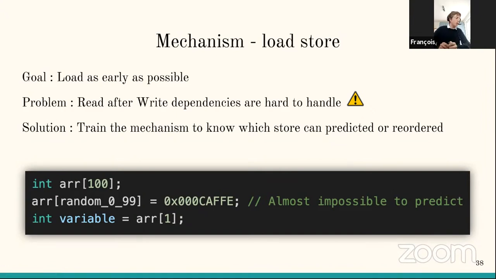And of course, in some workloads, reordering is not always worth it. So the processor can just decide to have a safer schedule. And again, how it is implemented, we have no idea. They don't say it in the paper. So this is the load and store mechanism.